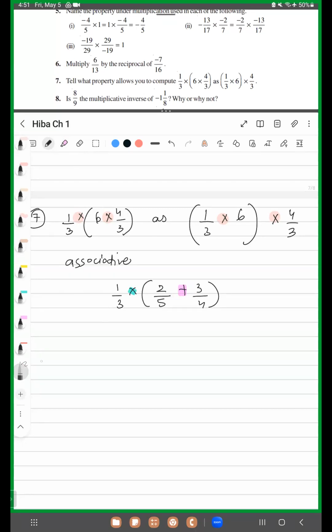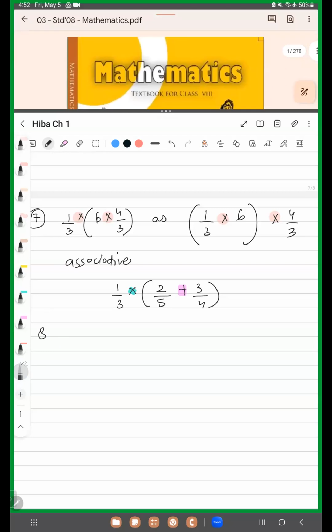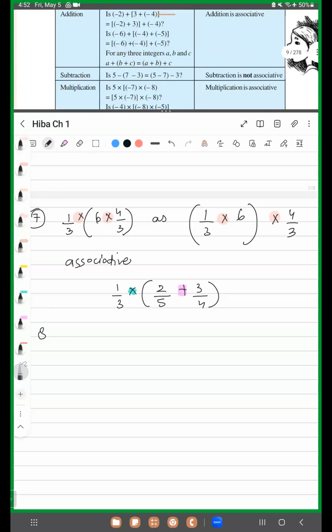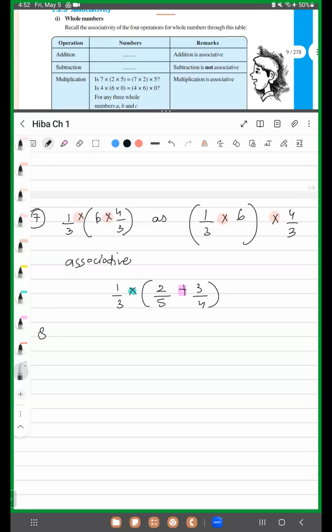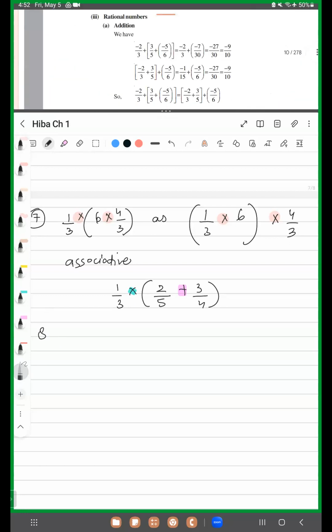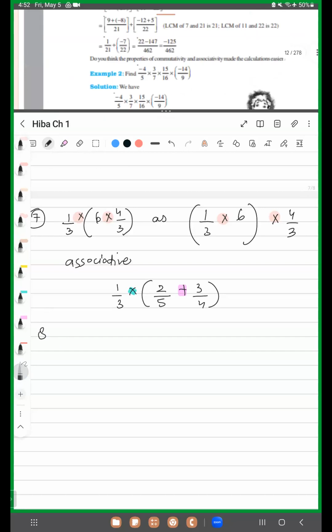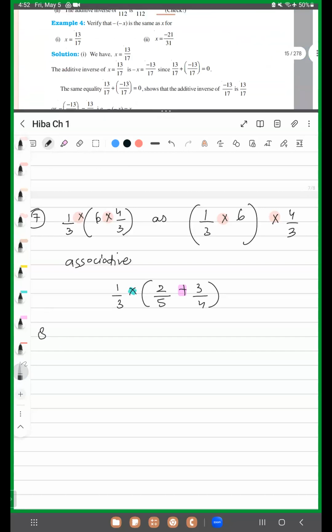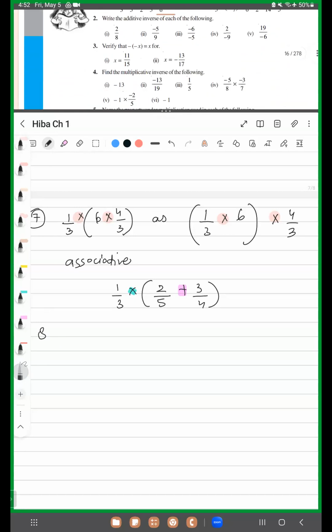Okay. Next, 8th question. Is 8 coming? No, 8, 9 are omitted as well. Okay. 8 and 9 are omitted. Okay. Next is 10th. Yeah, 10 and 11. Okay.